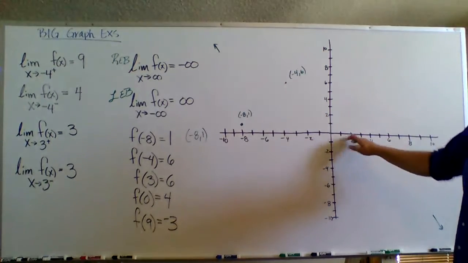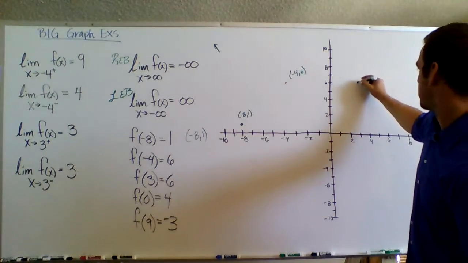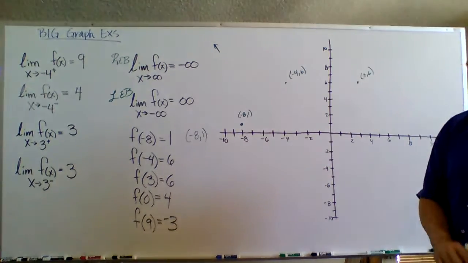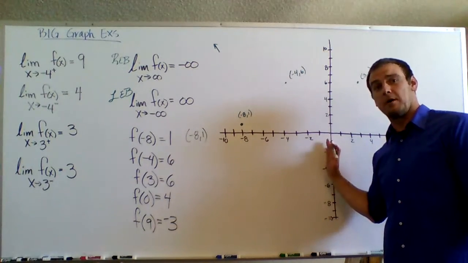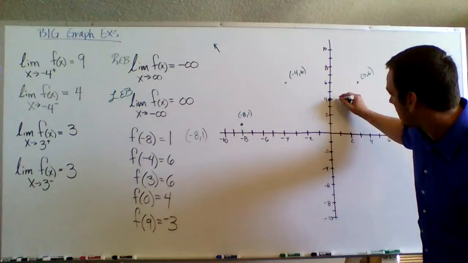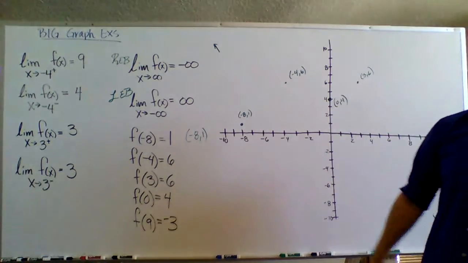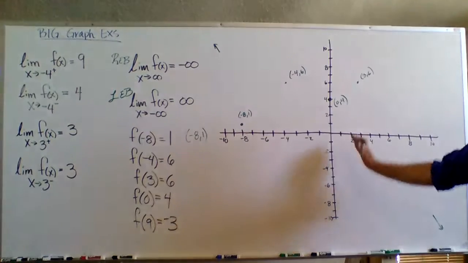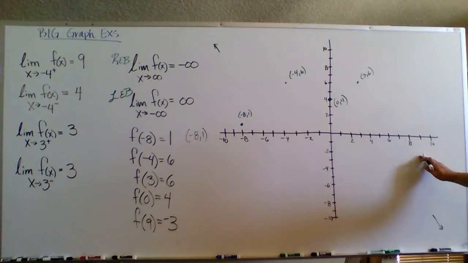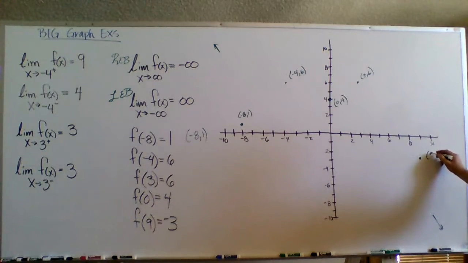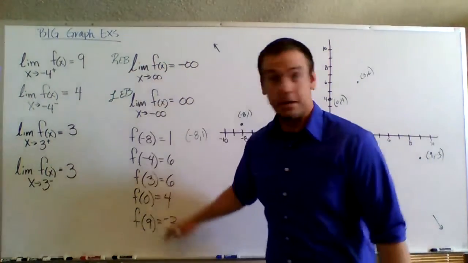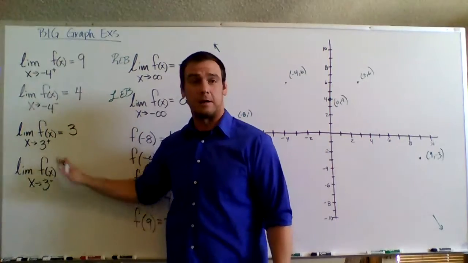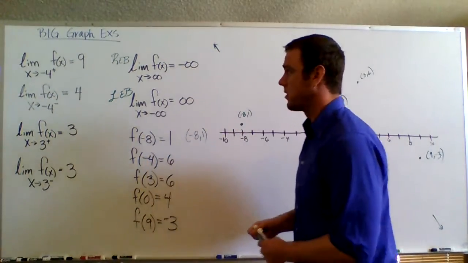3, 6. So I go right 3, up 6. We got the point 0, 4. So it's really the y-intercept. Okay, my x value is 0. I'm going up 4. 0, comma 4. And then we got f of 9 is negative 3. So go right 9, down 1, 2, 3, about right there. Okay, so here we got 9, comma negative 3. Sweet, so I've got all of these already done. Okay, I just have these 4 things to talk about next. All right, so let's go ahead and talk about those.